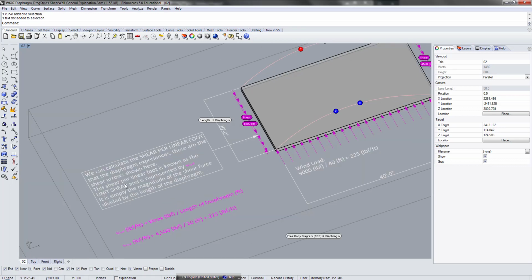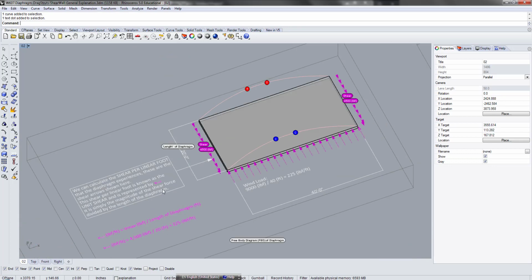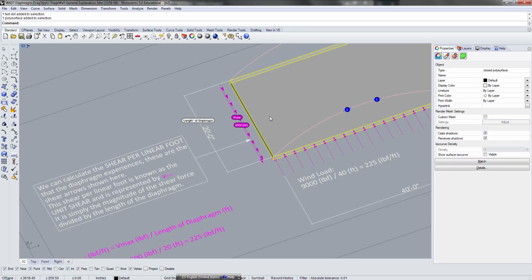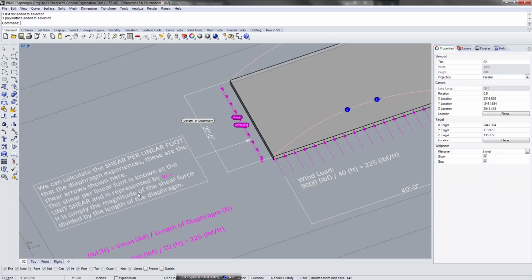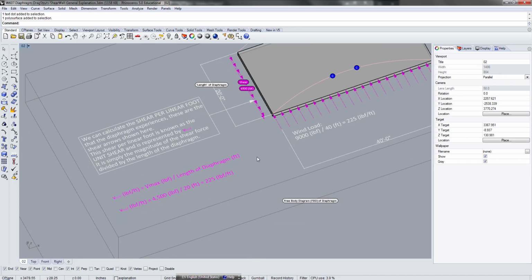But anyway, this shear per linear foot is known as a unit shear and is represented by V. I'm just gonna call it V roof because it's the shear on the roof side, and I'm calling the other shear V wall. V roof is simply the magnitude of the shear force divided by the length of the diaphragm. So the calc looks kind of daunting, but it's actually super simple. It's all about the shear divided by the length of the diaphragm.